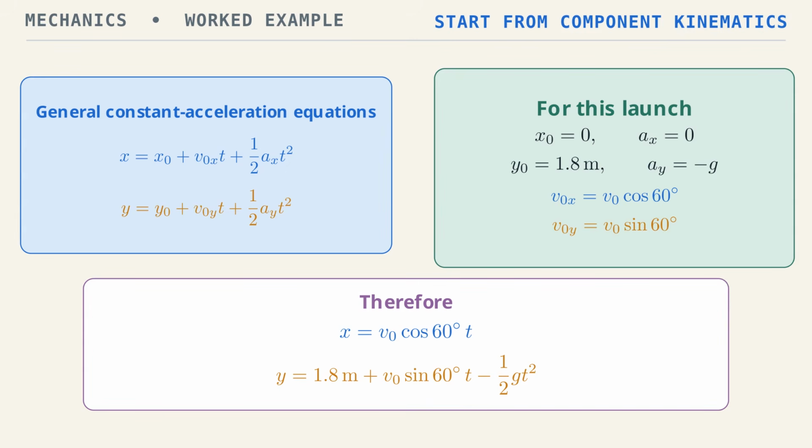Finally, substitute the components from the velocity triangle. v0x is v0 cosine 60 degrees, and v0y is v0 sine 60 degrees. Therefore, x equals v0 cosine 60 degrees times t, and y equals 1.8 meters plus v0 sine 60 degrees times t minus 1/2 g t squared. Every term now comes from either general kinematics, the coordinate choice, or the velocity triangle.